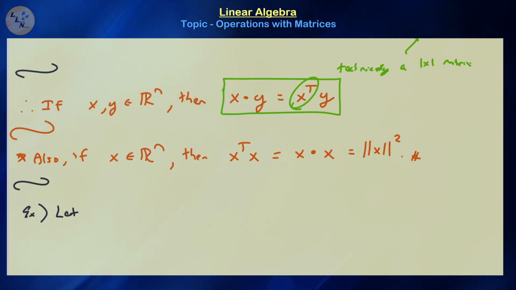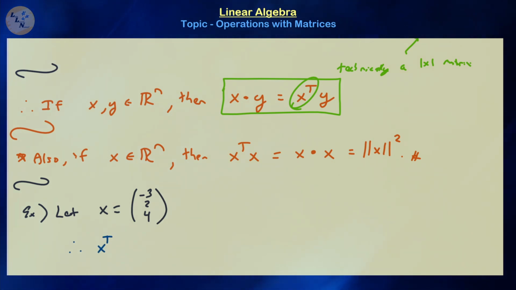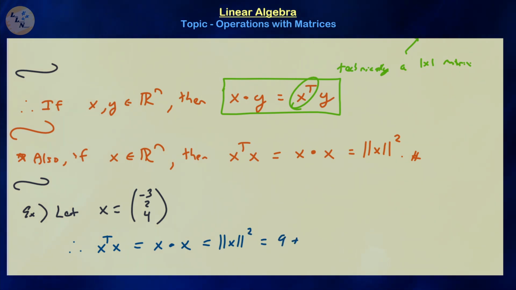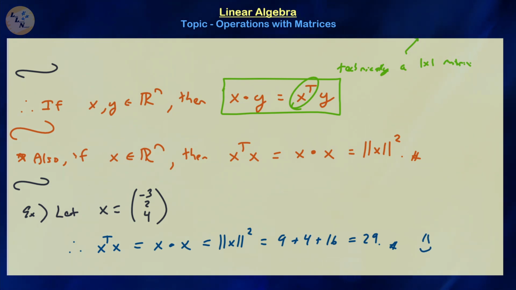Let's assume we take x to be the vector (-3, 2, 4). What would x transpose x be? As we already know, x transpose x is x dot product with x, which is the same as the norm of x, the quantity squared. So that's going to be 9 plus 4 plus 16, which is equal to 29. So that's some interesting connections between transpositions, dot products, norms, multiplications of matrices, and so on.